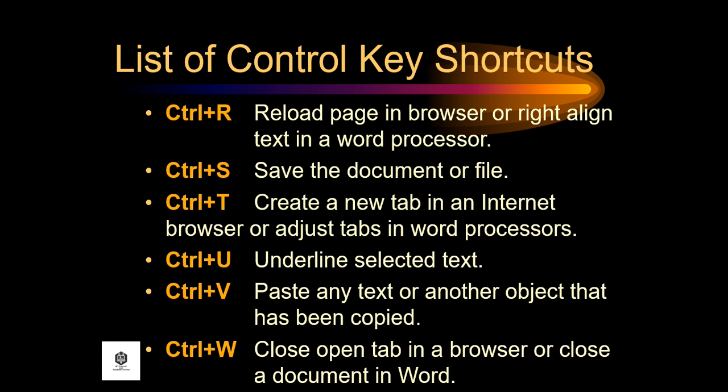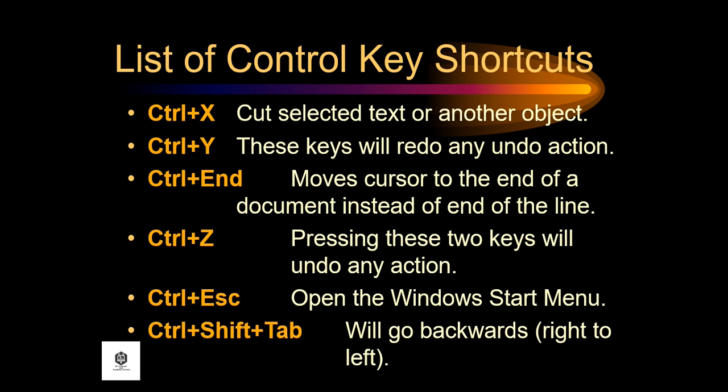Ctrl V. Paste any text or another object that has been copied. Ctrl W. Close open tab in a browser or close a document in Word. Ctrl X. Cut selected text or another object. Ctrl Y. These keys will redo any undone action. Ctrl End. Moves cursor to the end of the document instead of end of the line. Ctrl Z. Pressing these two keys will undo any action.